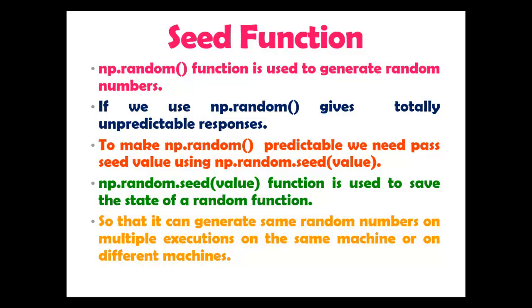The np.random function is used to generate random numbers. If we use the np.random function, it gives totally unpredictable responses. Please remember, to make the np.random function predictable, we need to pass a seed value using np.random.seed, and here you can pass any value. The seed function is used to save the state of a random function so that it can generate the same random numbers on multiple executions on the same machine or on different machines.